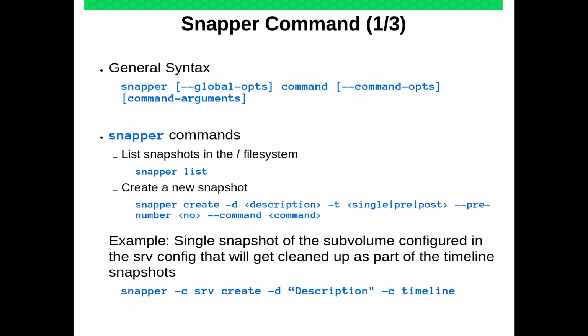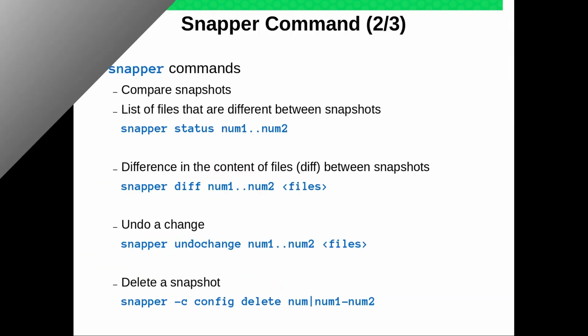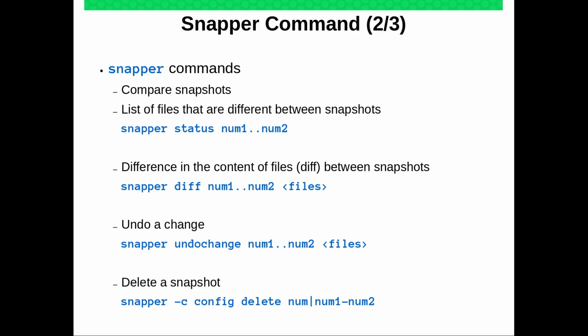To create a new snapshot, we would do a snapper create, -d and put in a description, -t the type of snapshot, whether a pre or post number is going to be involved, and then the command for additional items if you want to. Here's an example down at the bottom: snapper -c srv create -d description -c timeline. There we have an example of a snapshot being created of type timeline. Now, there are a bunch of other things that we can do with Snapper besides simply creating snapshots. We can do a compare of snapshots, snapper status, and then two different snapshots, and it will give us a list of files that have changed.